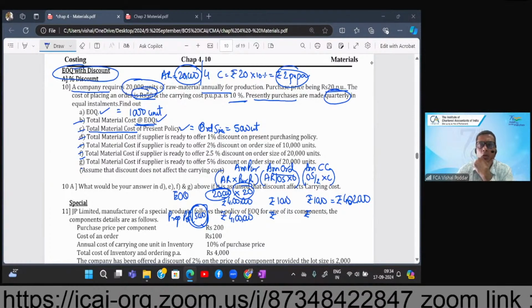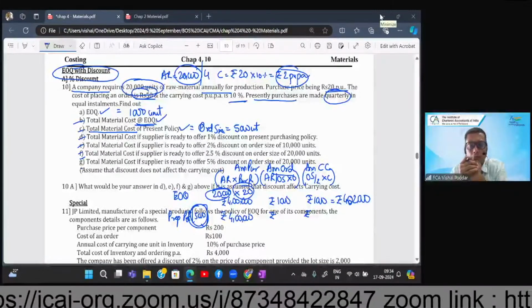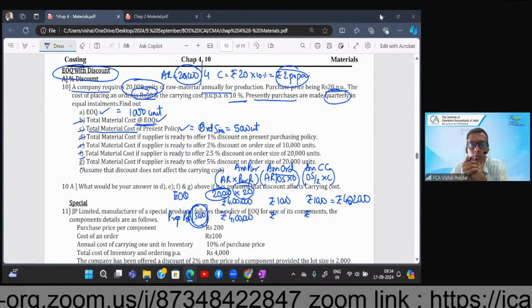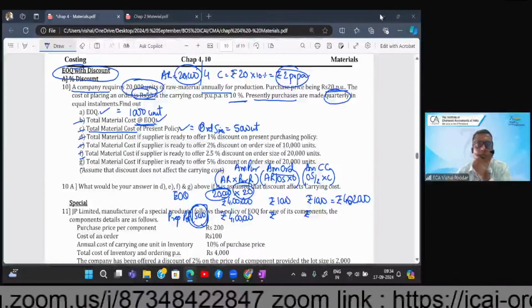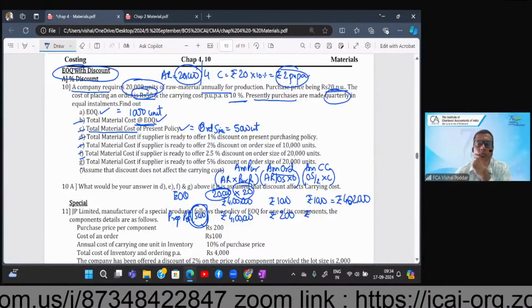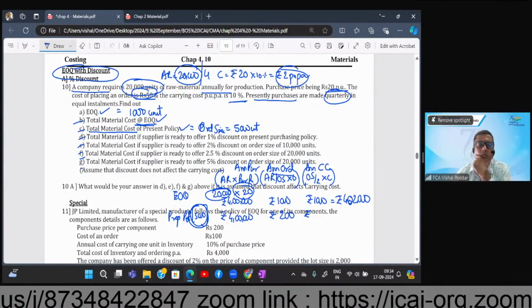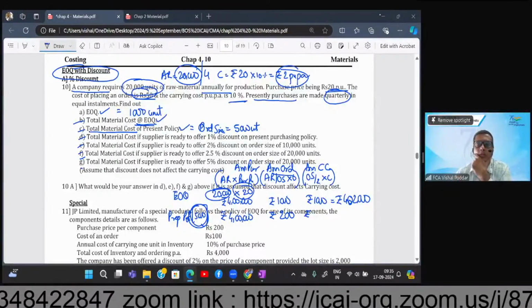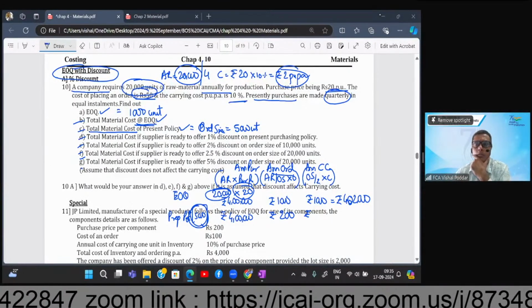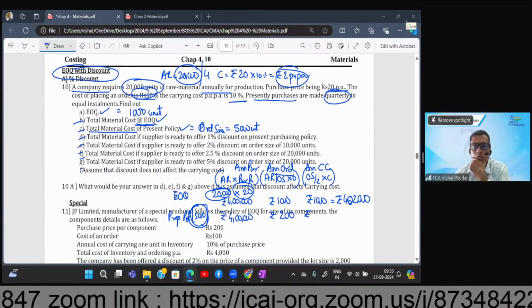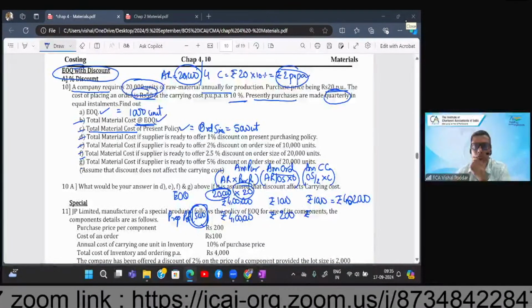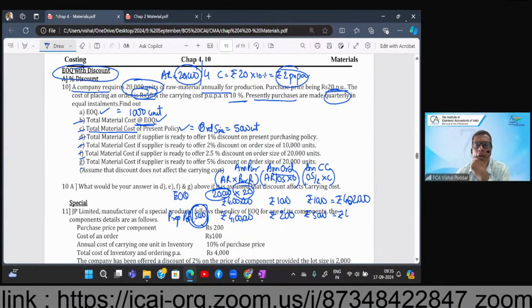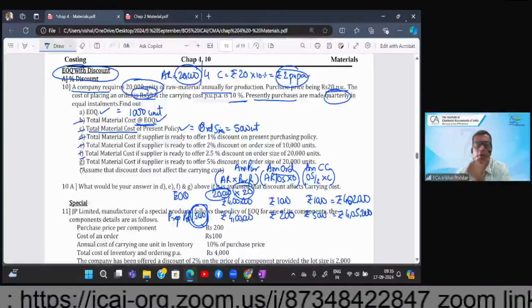Satish, what is 200? Ordering or carrying? Specify. Ordering cost 200. Carrying cost 5,000. So this is now 4,05,200, right?